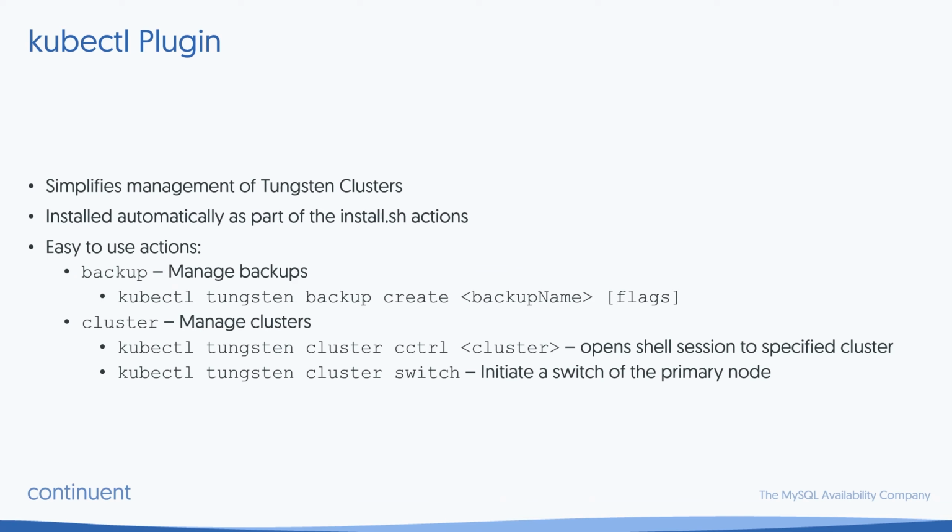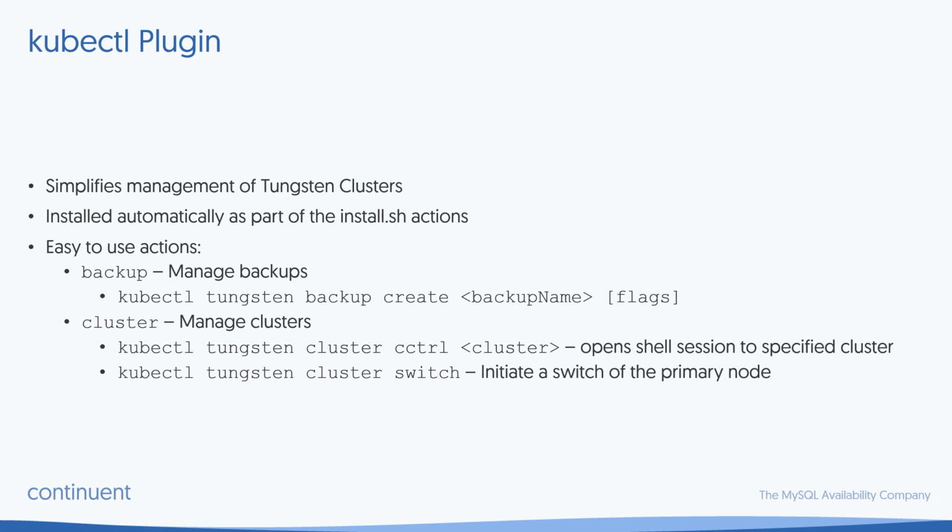There are two easy to use actions: the backup action and then the cluster action. For example, kubectl tungsten backup create, supply a backup name, various flags and options on there, and that will create you a backup. With the cluster option, kubectl tungsten cluster, and then you can do cctrl and a cluster name and it will open up a shell session to that cluster for you. Or you could do kubectl tungsten cluster switch and that will initiate a switch of the primary node. These are just a couple of examples.